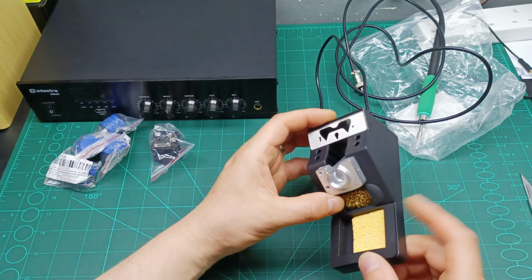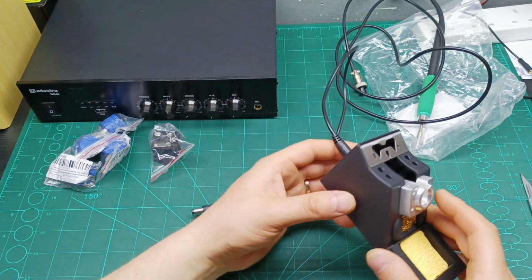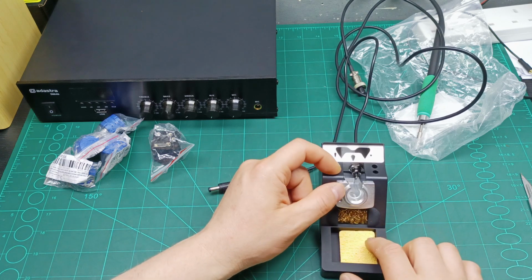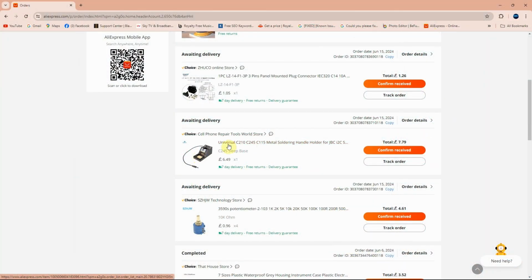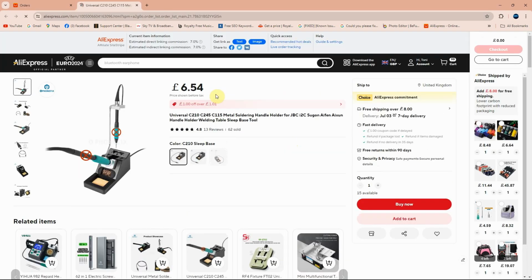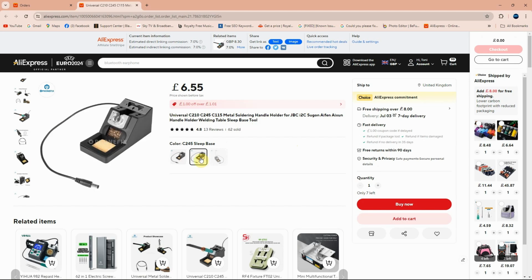So now let's see how much I paid for this soldering iron stand and how fast it arrived. So here we go, my order of the soldering iron stand. If I order on the 15th, this means 10 days delivery as well, and I paid a total of £7.79. So this is the listing. Universal C210, C245, C115 metal soldering handle holder for GBC, I2C, Sugon, Iphone, Ixun, handle holder, welding table, slip base tool. Boom, strange thing.